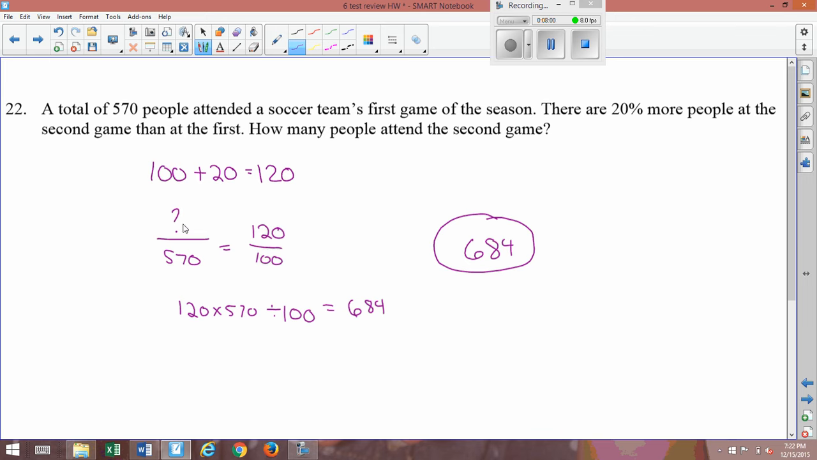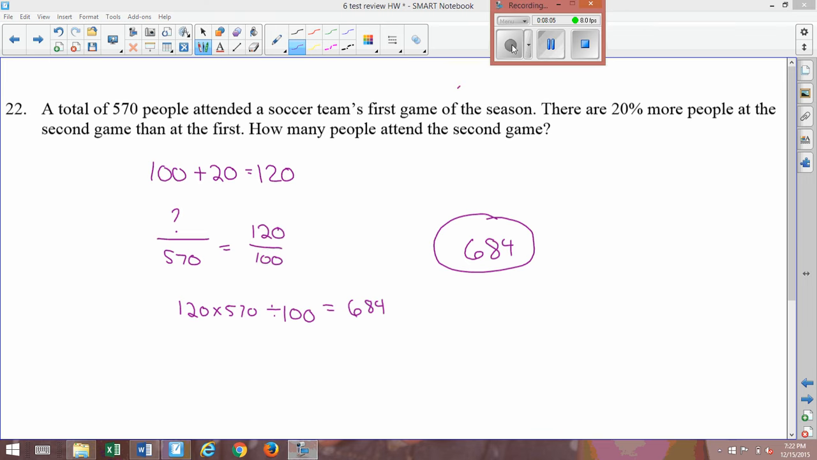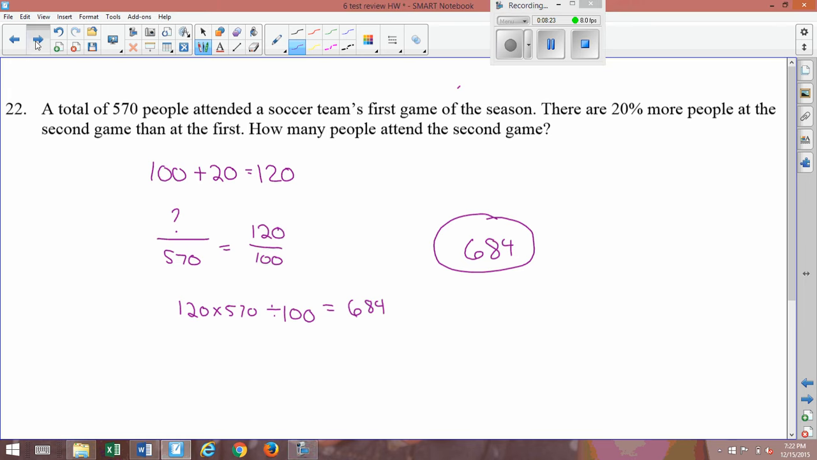A total of 570 people attended the team's first game of the season. 20% more of the people came to the second game. So we have 100% of the first people are already there. Then you add an additional 20%, so we're now up to 120%. Set it up, you're finding 120% of 570. Crisscross divide, you end up with 684.